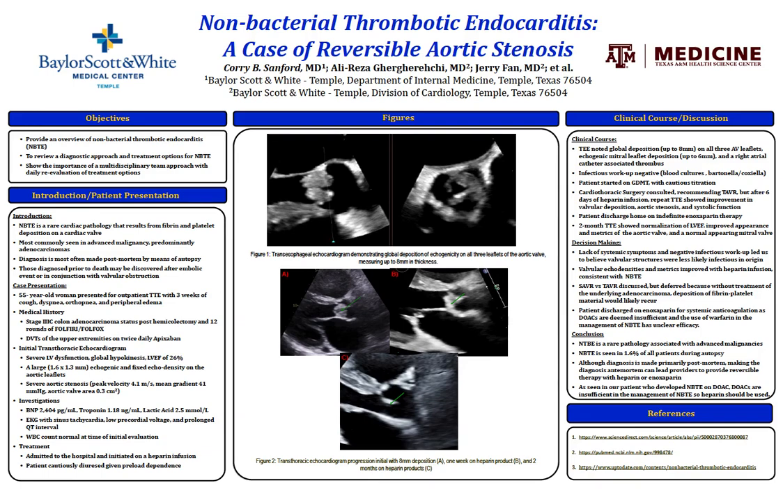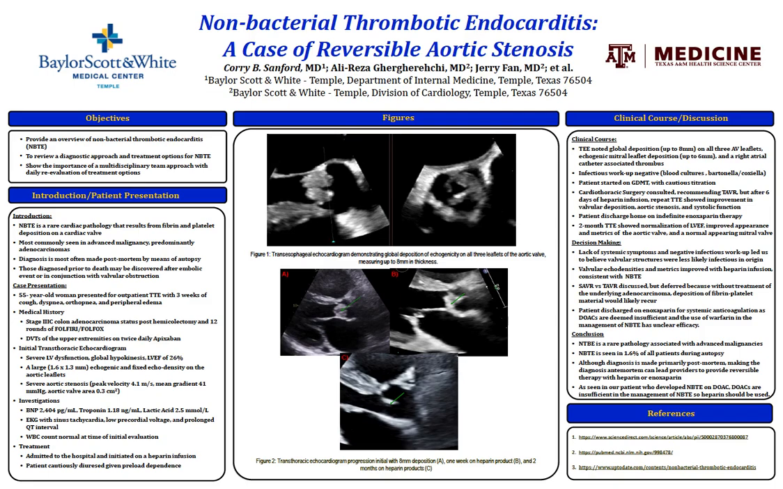The initial TTE showed severe LV dysfunction, global hypokinesis, and an ejection fraction of 26%. There was a large 1.6 by 1.3 millimeter echogenic fixed echo density on the aortic leaflets and severe aortic stenosis.